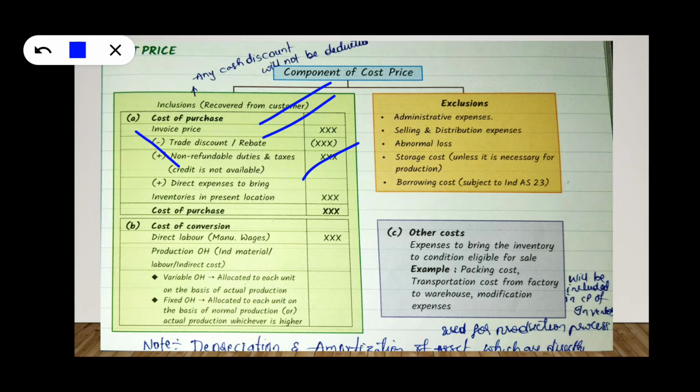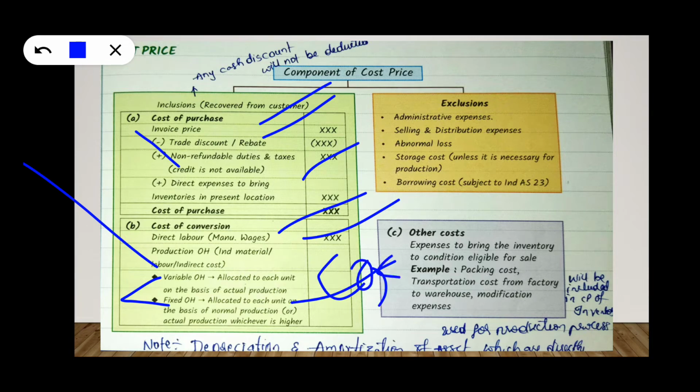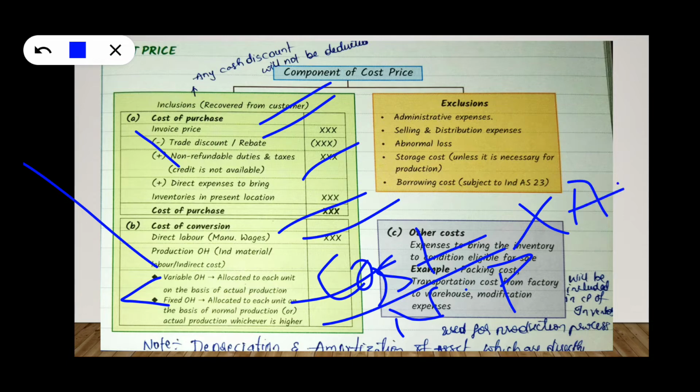This is the cost of purchase. Next, cost of conversion of that inventory. For converting, what do we need? Labor expenses and overhead expenses. So direct labor and production overhead. We know production overhead is divided into variable overhead and fixed overhead. Variable overhead is charged to this, whereas for fixed overhead, we divide total cost by the normal production and multiply by actual production, and that we charge to inventory.